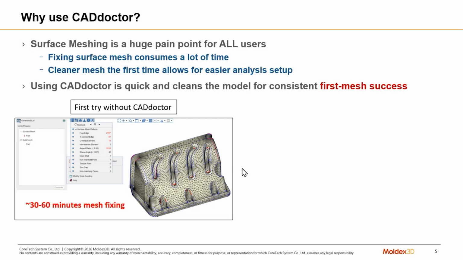It might take about 30 to 60 minutes to fix that mesh, depending on how many mesh errors there are, and how many of those mesh errors are consolidated in a particular region of the geometry. It could actually take quite a bit of time to fix this.